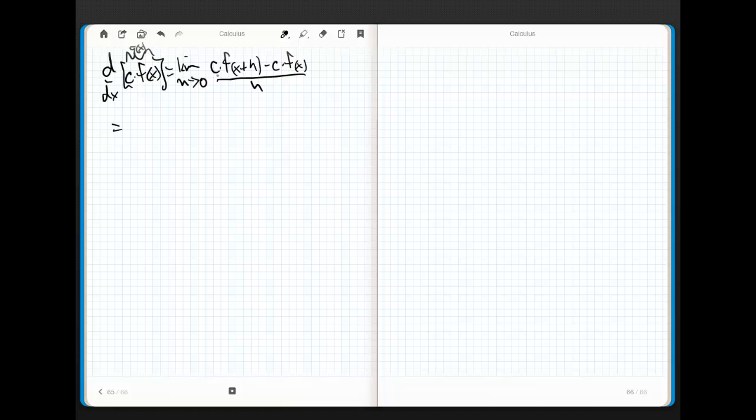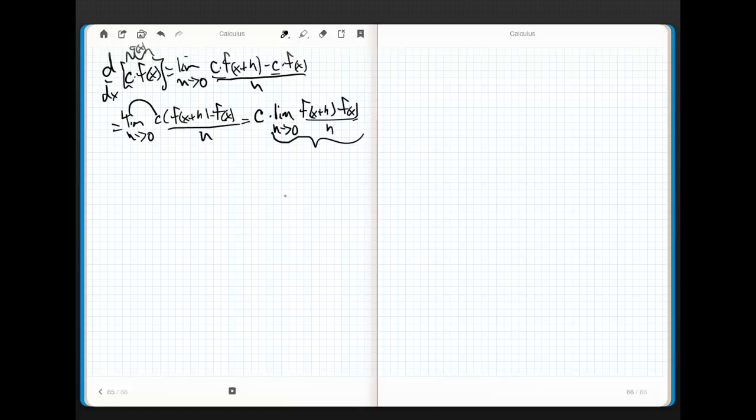Now this is equal to, look, what do you notice there? I've got a constant. This is the limit as h goes to 0 of the constant times f of x plus h minus f of x, all over h. If I suck the constant out, remember I'm allowed to do that. That was one of our laws of limits. So this is the constant times the limit as h goes to 0 of f of x plus h minus f of x all over h.